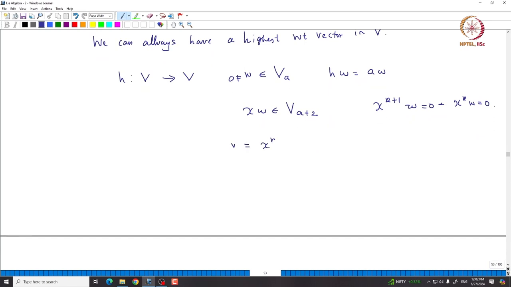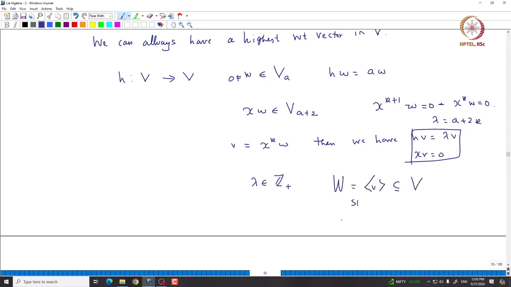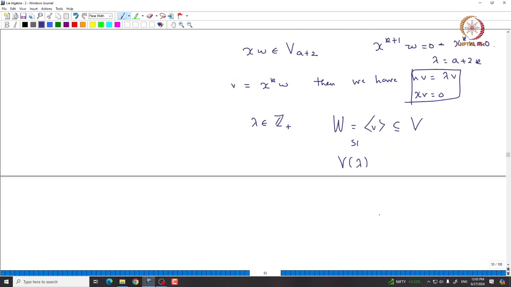Now, what one can do is replace V by x power k W, as we have seen before in the analysis of finite dimensional irreducible representations. Then we have HV equal to some lambda V, where lambda is exactly A plus 2k, and then XV becomes 0. So this tells us that there is always a highest weight vector inside capital V, of some weight lambda, a highest weight lambda. So using our earlier analysis, we can observe that this lambda must be in Z plus, and the submodule generated by this V inside capital V is going to be isomorphic to V of lambda. In particular, we have this embedding of V of lambda inside capital V for any finite dimensional representation capital V. So this is something very simple.